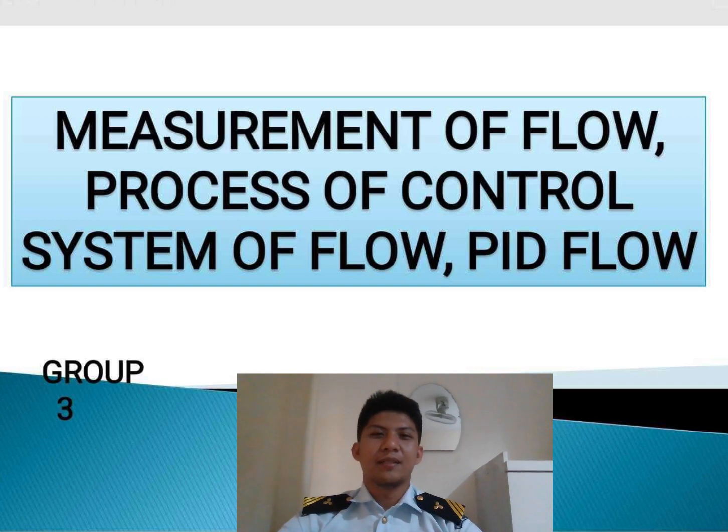I am Engine Cadet Montaño Winrich Luis M., and together with my partner, Engine Cadet Junio Joshua C., we are from Group 3, and we are here to report about our topic, which is the measurement of flow, its process control system, and the PID flow. To start our discussion, let us have my partner, Engine Cadet Junio, for the measurements of flow.